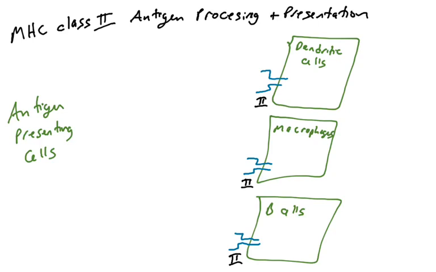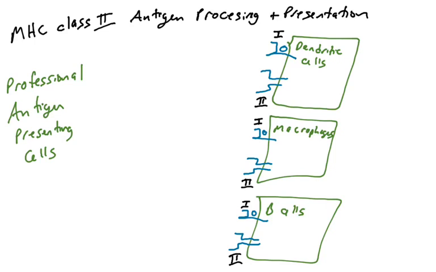So what about MHC class 1? Well, these cells have MHC class 1 molecules as well. Almost every cell in the body expresses MHC class 1 molecules, not erythrocytes. We talked about that in a previous video. So most every cell can present on MHC class 1, but only a few cells, dendritic cells, macrophages, and B cells, can present on MHC class 2 molecules.